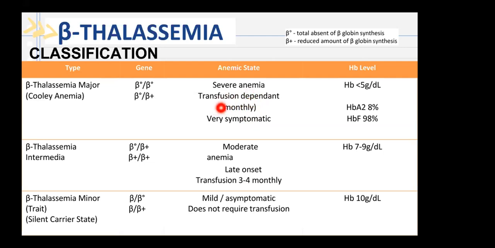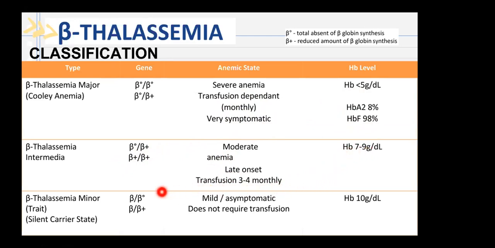The patient needs transfusion monthly and is very symptomatic. The hemoglobin level might be lower than 5, and the hemoglobin F is severely high. Next is beta thalassemia intermedia. It has either beta naught, beta plus, or beta plus, beta plus. It is a moderate anemia, or intermedia, and late onset. Transfusion needs to be done 3 to 4 monthly. Hemoglobin level is at a moderate level.